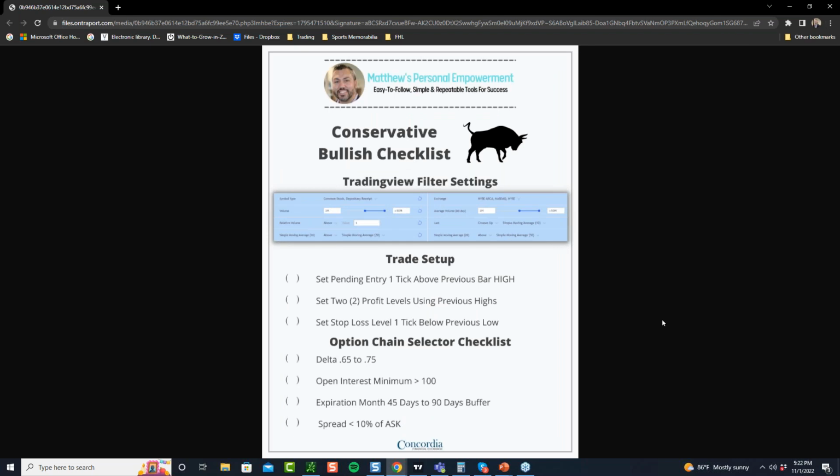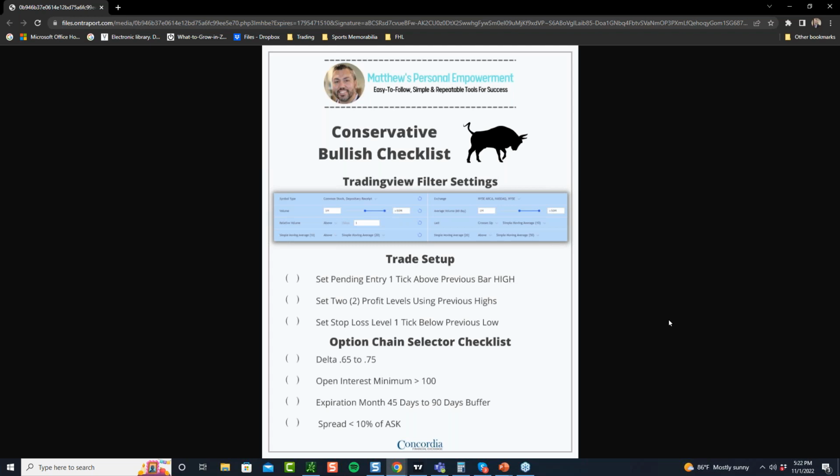You can take screenshots. I told you I was going to be transparent. In GoToWebinar, if you exit full screen, you'll see a camera button. Take a screenshot of it, and that'll save a picture to your desktop.